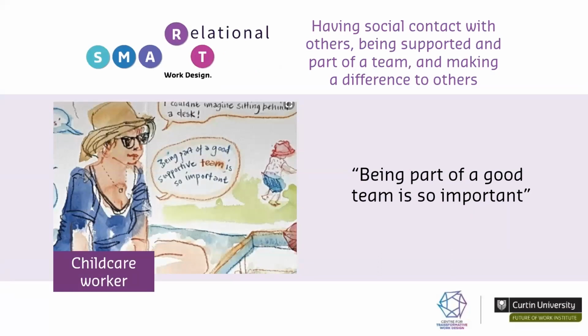So moving now to R. R is about the relational component of work. And I mentioned how important social connection is. Well, we can design work to have more social connection or less social connection. We can design work to ensure that there's support for people, and we can design work so that people know that their work is having an impact on other people's lives.